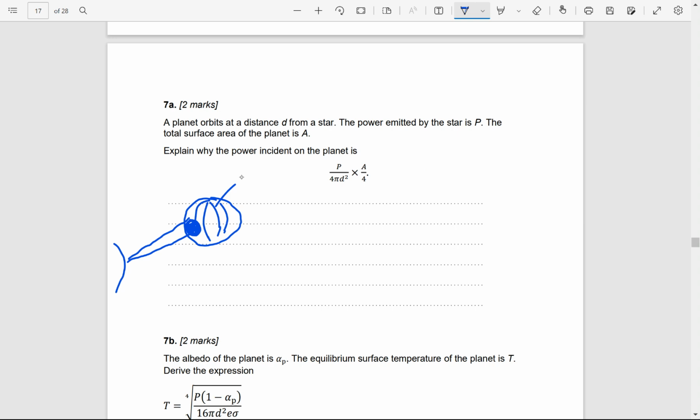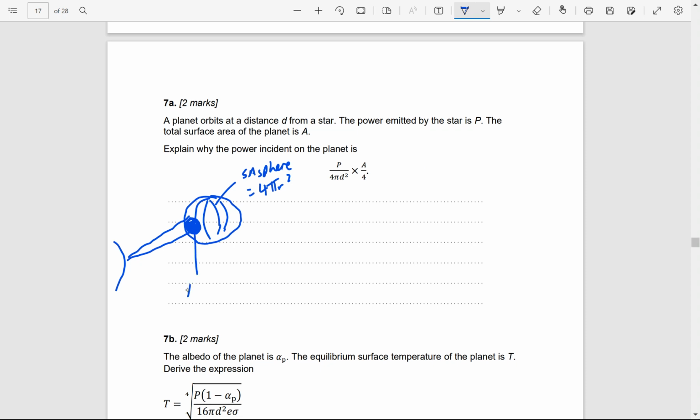And so whilst the surface area of a sphere is 4 pi r squared, the cross section that is illuminated is just pi r squared. It's not a sphere, it's just a flat section that's illuminated. And that's where this quarter has come in.